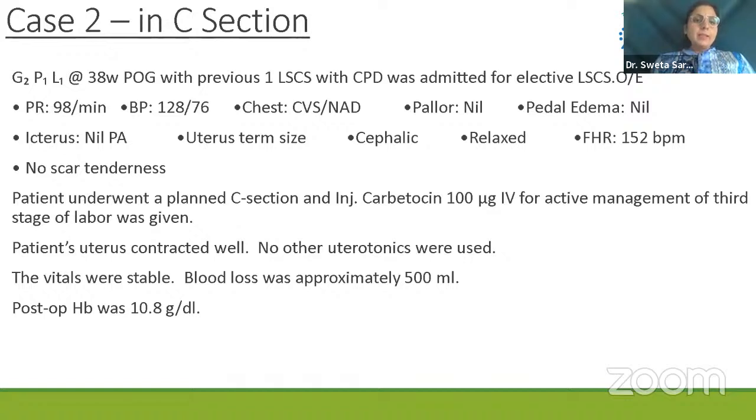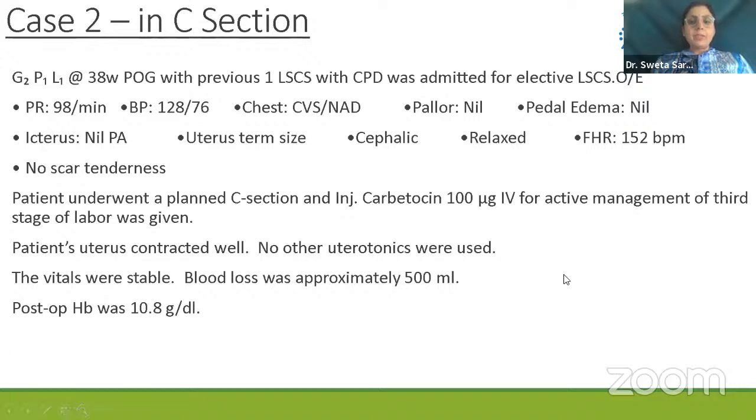So this next case is a second gravida at 38 weeks with previous one cesarean with a cephalopelvic disproportion. She was admitted for an elective cesarean section. The vitals were stable and it was a term size cephalic presentation. The fetal heart rate was normal. There was no scar tenderness, and the patient underwent a planned cesarean section.